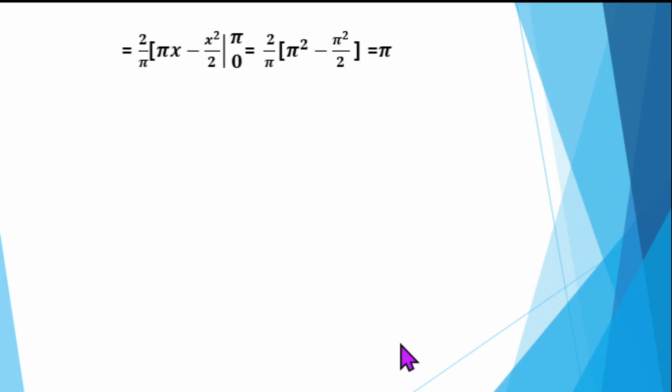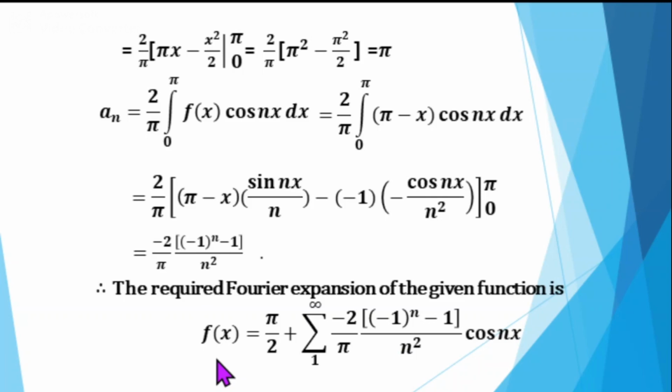Substitute f of x equal to pi minus x and integrate, we will get an equal to minus 2 by pi into minus 1 raised to n minus 1 by n square. Substitute these values of a0 and an in the Fourier series. So the required Fourier series is f of x equal to pi by 2 plus summation n from 1 to infinity minus 2 by pi times minus 1 raised to n minus 1 by n square cos nx.